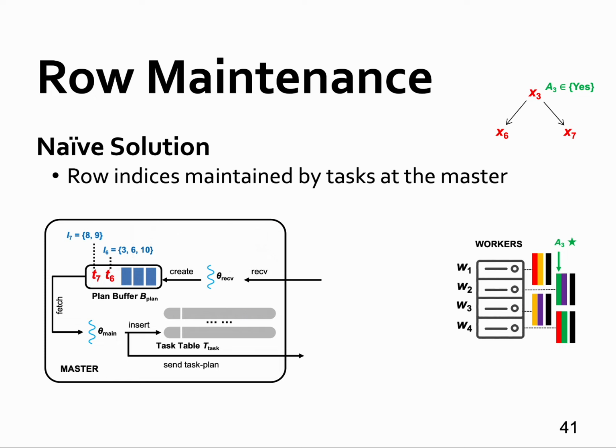Then assume that T7 is fetched by the main thread for processing. It is put into the task table along with its indices, while the tasks assigned for node X7 are also sent along with the row index sets for X8 and X9. Here, since W2 contains the best split condition of X3, we call W2 T3's delegate worker, and T7's parent worker, which means the delegate worker of T7's parent.